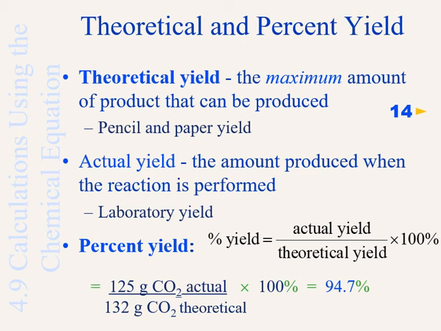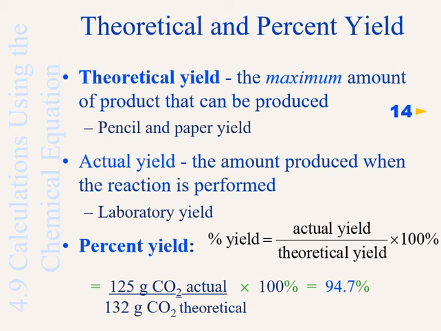Or it could be some human error. Perhaps you spill some of the product somewhere, or you measure incorrectly, even if the instrument is working fine. In either case, the quantity that you actually are able to produce in the lab, the 15 grams, is called the actual yield. It's the amount produced when the reaction is performed in the lab. Theoretical yield is the maximum amount of product that can be produced, which in our example would be 20 grams.